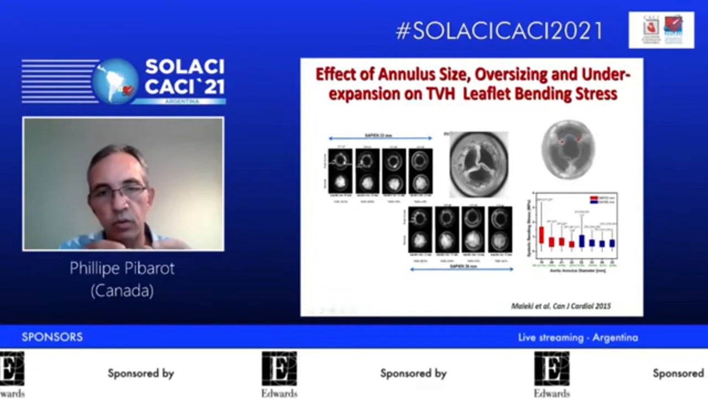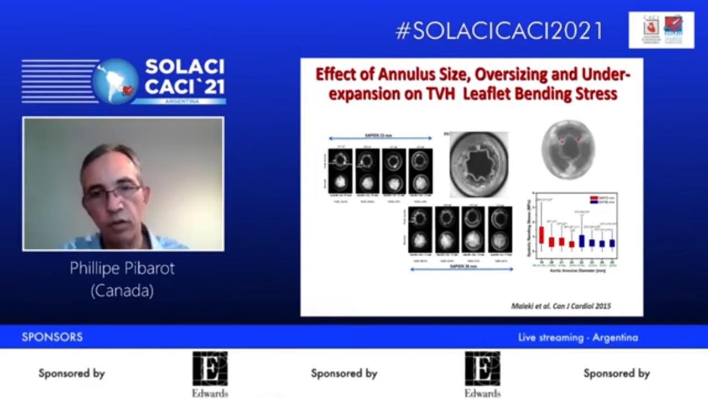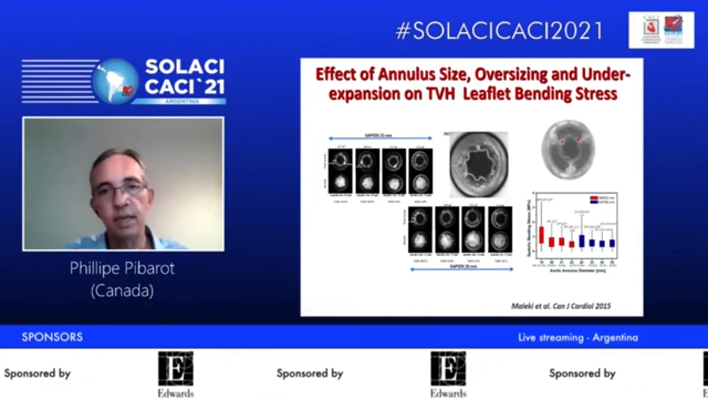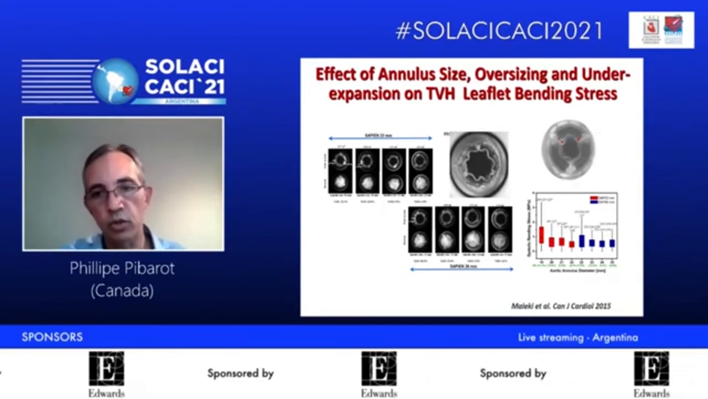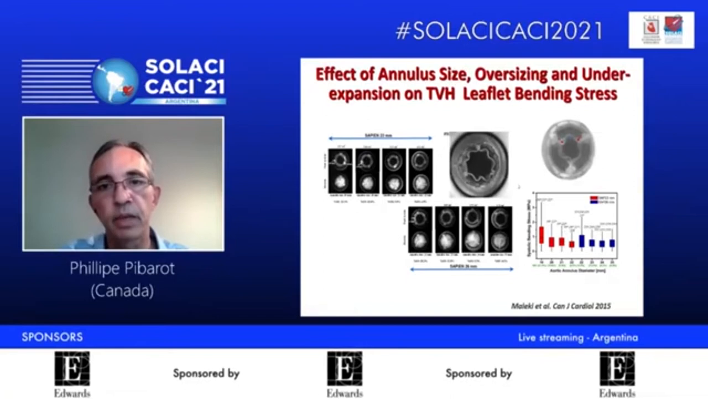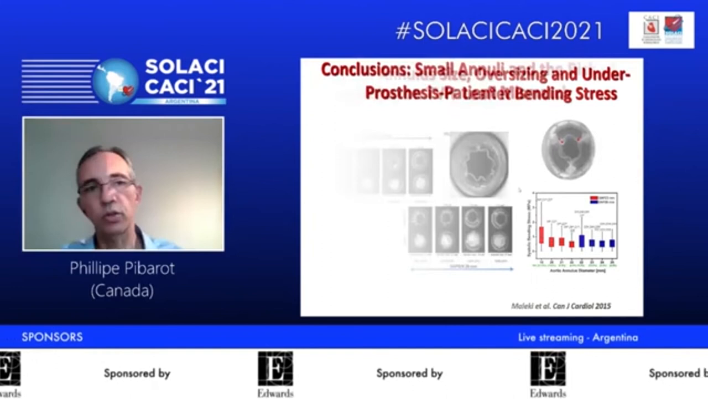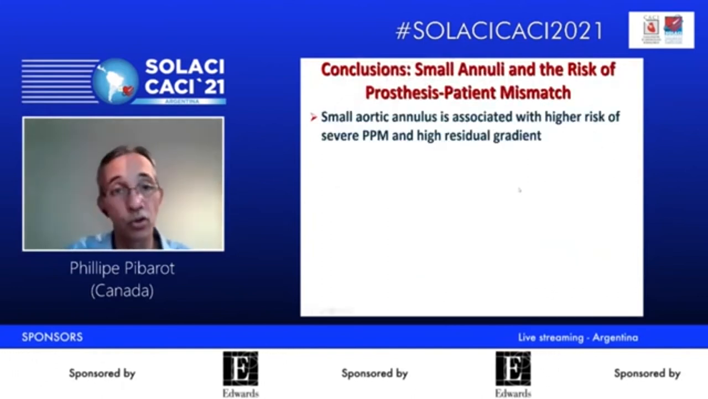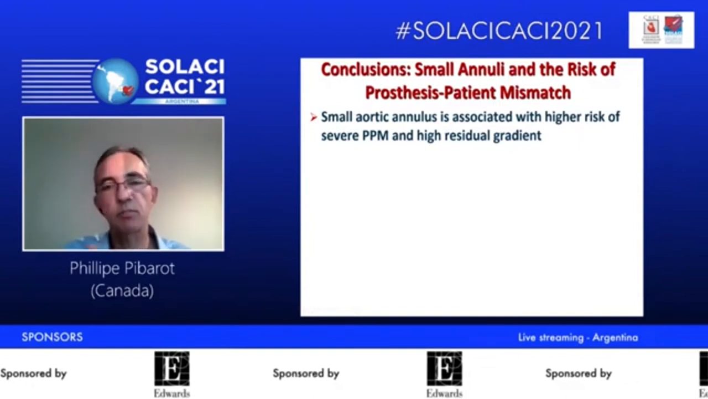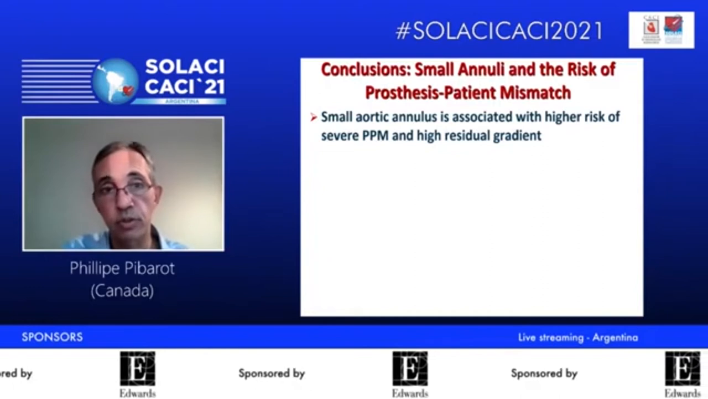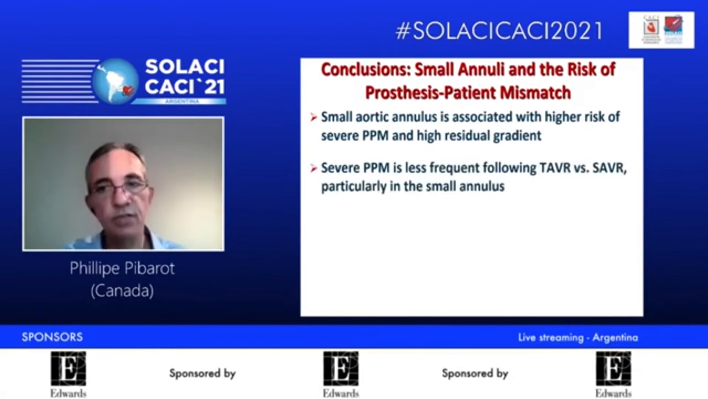So my point is that when you have a small annulus, you generally have more mismatch, more severe mismatch. You also often have more oversizing, therefore more underdeployment of the valve. This all means more mechanical stress and potentially less durability. So in conclusion, a small aortic annulus is associated with a high risk of severe mismatch and therefore a high risk of residual gradient, but also, keep in mind, this most likely means more mechanical stress on the leaflets and also higher flow turbulence. Those are all risk factors for long-term durability.